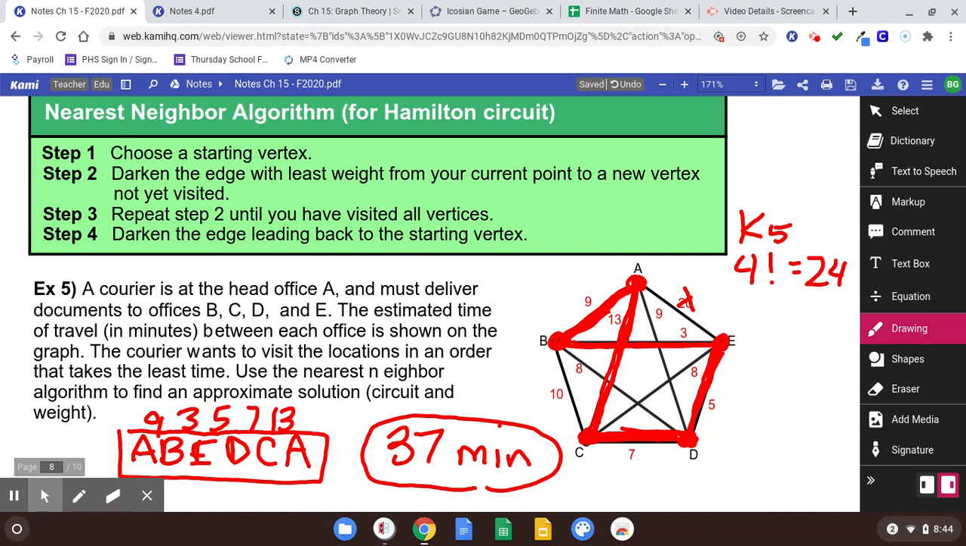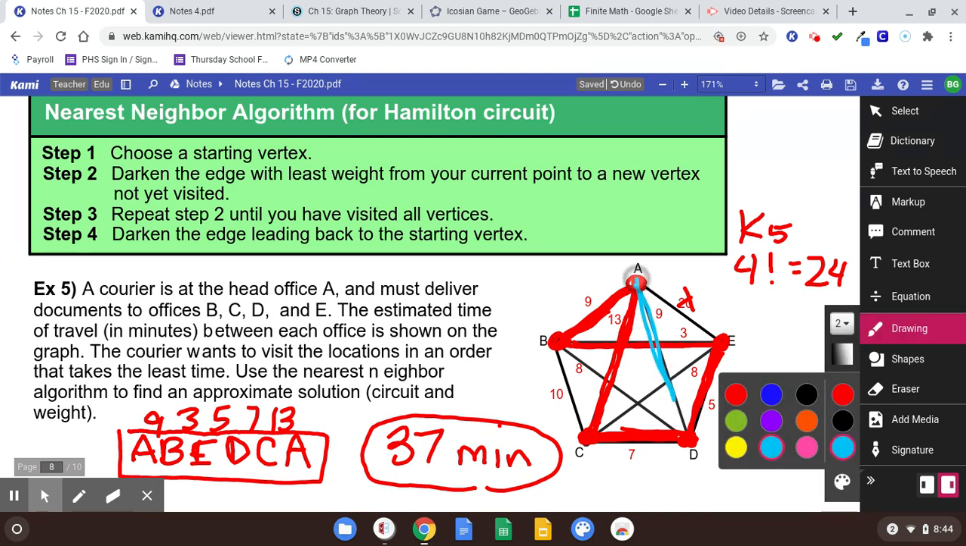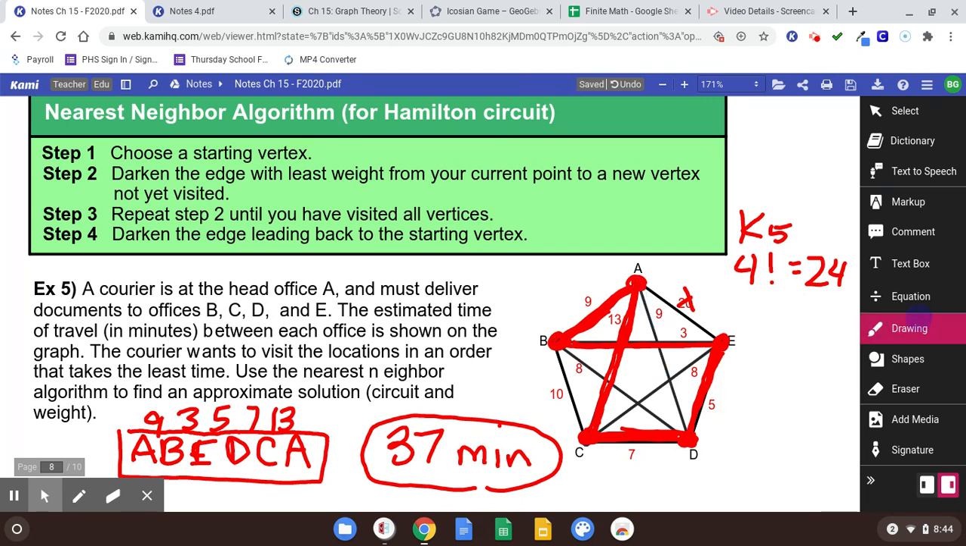Did I do that wrong? Oh, I see. I picked a different way on my key that I'm looking at. I had gone this 9 first, and so I got a slightly different answer. Okay, no wonder. That's okay. We're good. This answer's better than mine. Anyway, 37 minutes, and that's it.